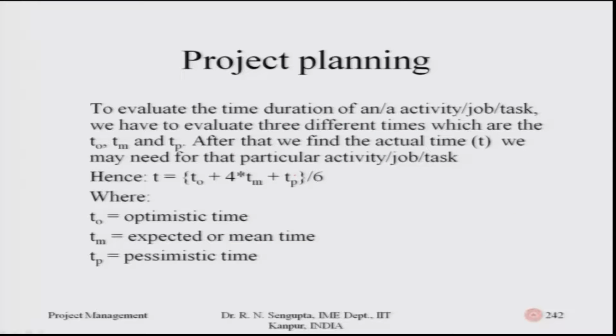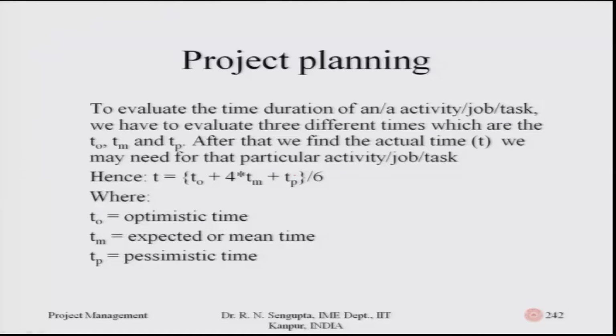To evaluate the time duration of an activity or job, we have to evaluate 3 different times, as given: T suffix O, T suffix M and T suffix P. If you remember, a few classes back I have been mentioning optimistic time, pessimistic time and the average time again and again. These are what I meant by T O, T M and T P. TO is the optimistic time, considering that all the resources are being optimally utilized. TM is the expected or the mean time and TP is the pessimistic time.